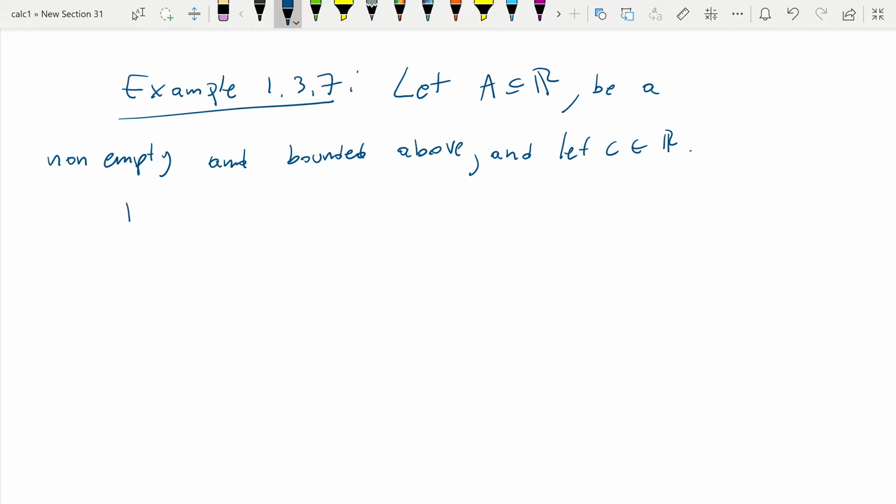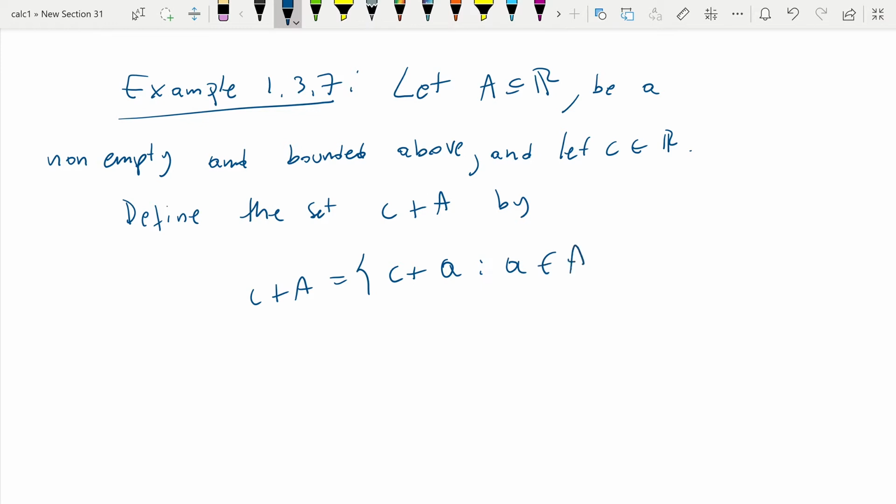And so we define the translation of the set. We define the set C plus A by the set of all translates by C of elements in A. So C plus a, where a is in A.